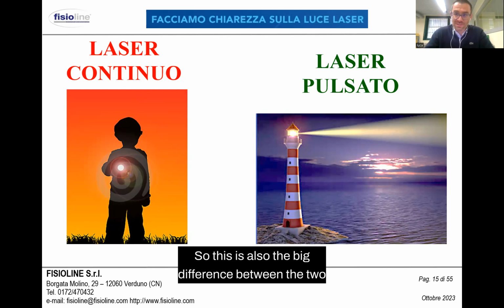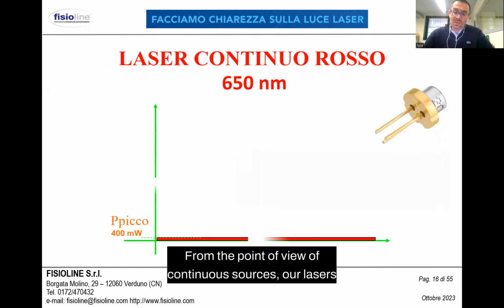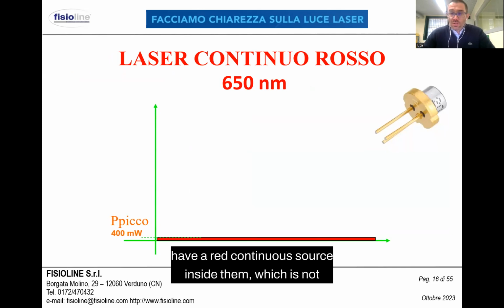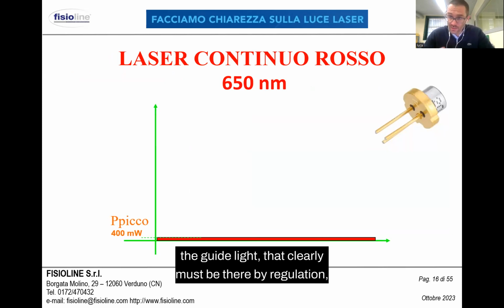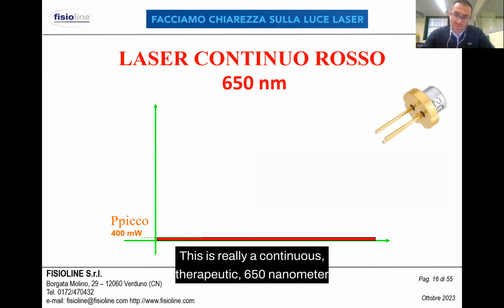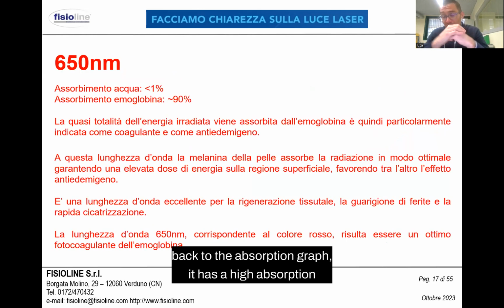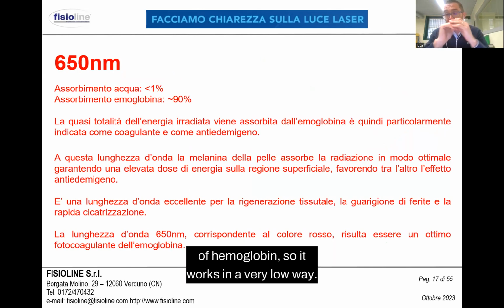So this is also the big difference between the two operating modes, between the two diode sources. From the point of view of continuous sources, our lasers have a red continuous source inside them, which is not the guide light, that clearly must be there by regulation, so the guide light is very few milliwatts. This is really a continuous, therapeutic, 650 nanometer diode source, with a power of about 400 milliwatts, so a very low power, very quiet, because the 650 nanometer works in a very superficial way, precisely because, going back to the absorption graph, it has a high absorption of hemoglobin.